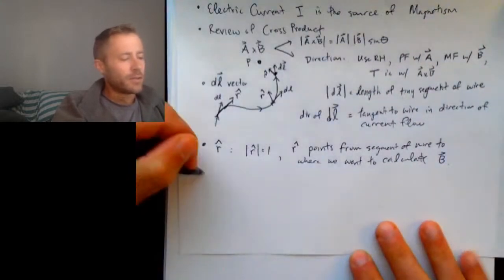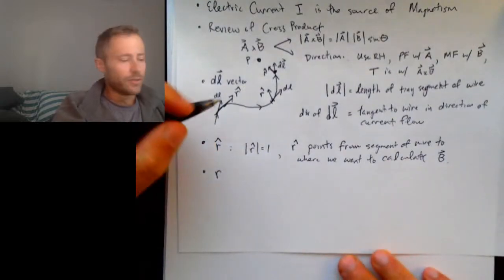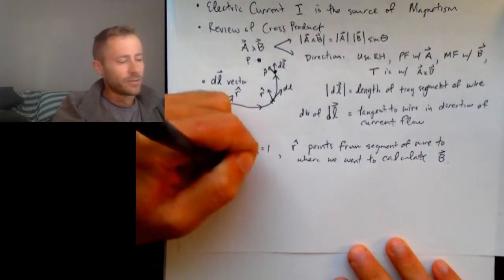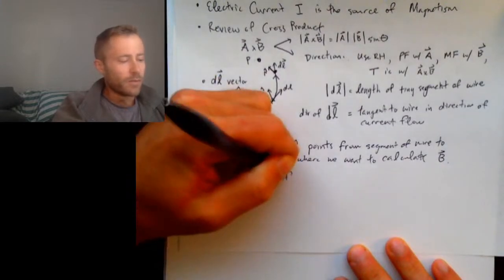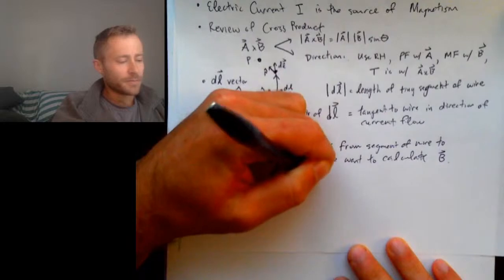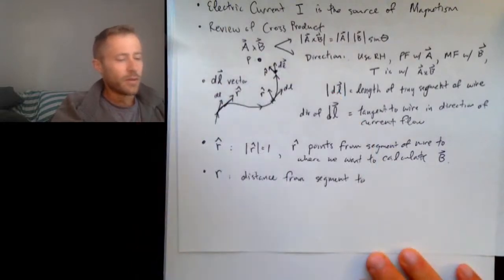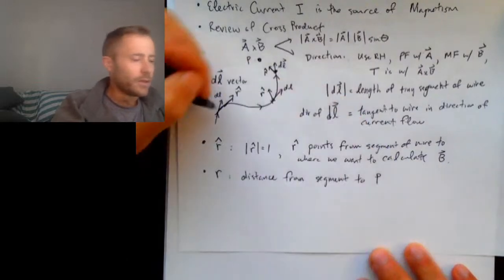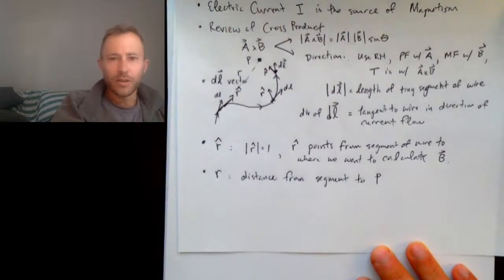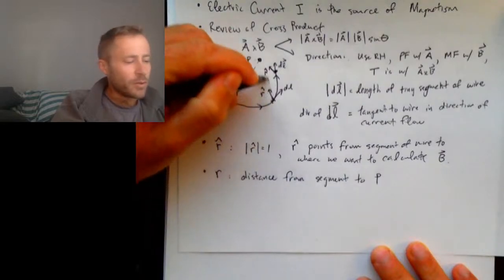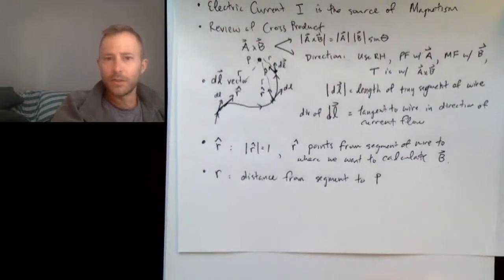And then r, just with no hat over it, is the distance from the segment to the point P. So r is going to be that length right there, or it's going to be that length right there, or that length right there, etc.